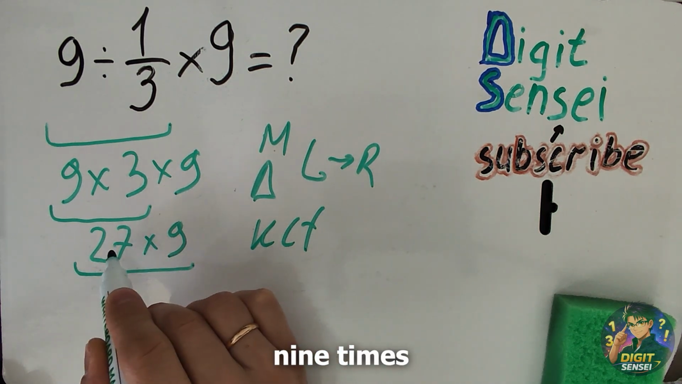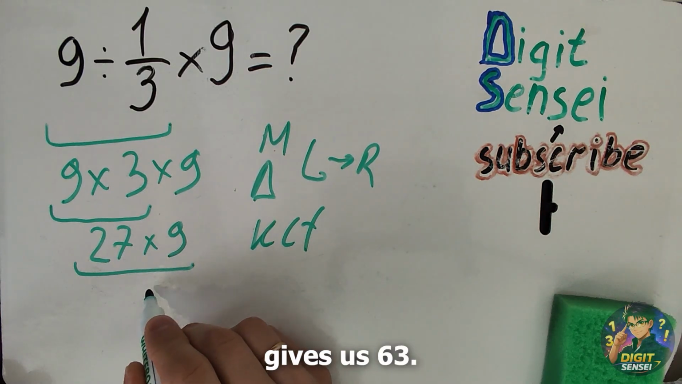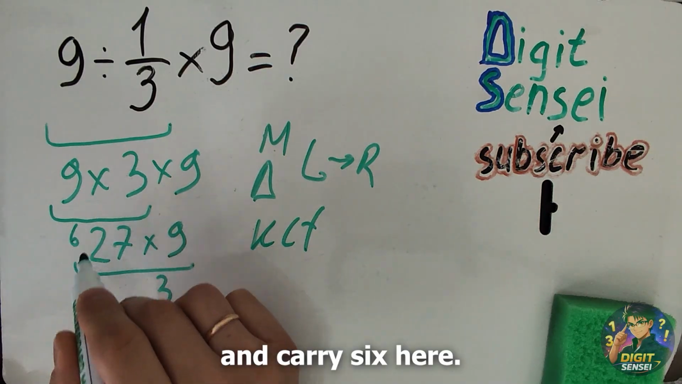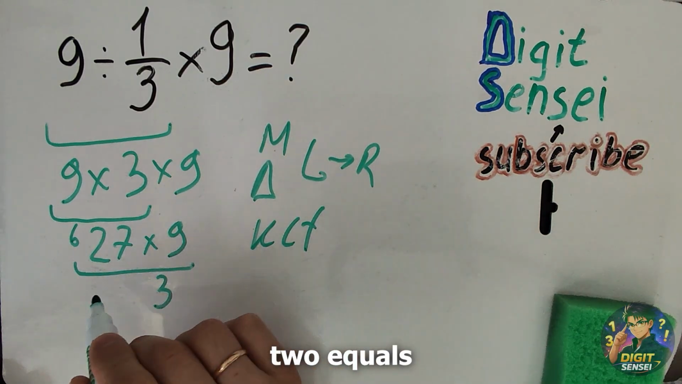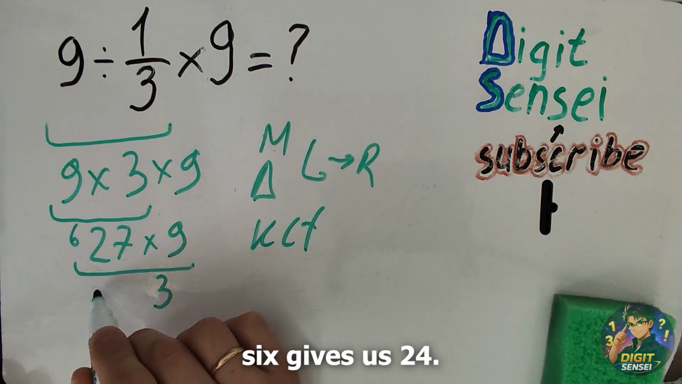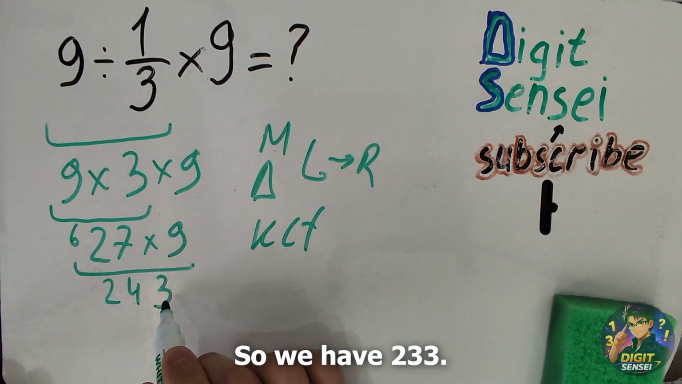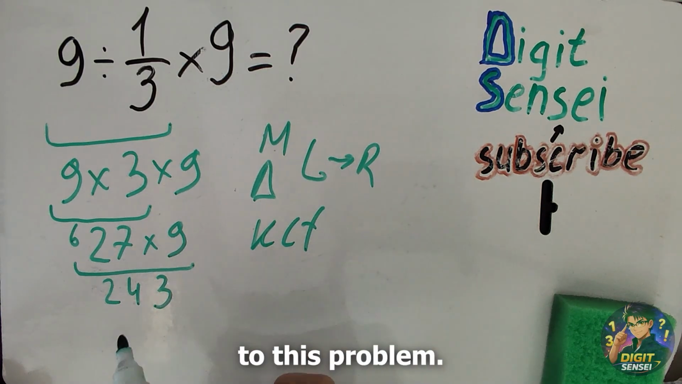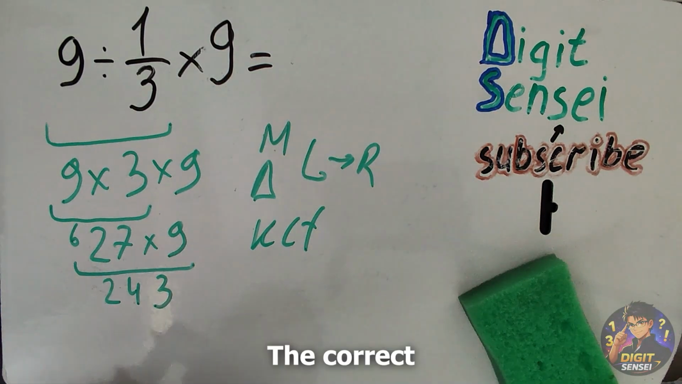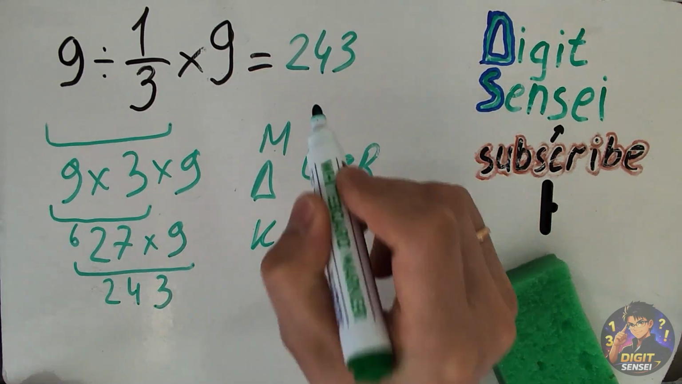9 times 7 gives us 63. So we write 3 here and carry 6 here. 9 times 2 equals 18, and 18 plus 6 gives us 24. So we have 243, and this is our final answer to this problem. The correct answer is 243.